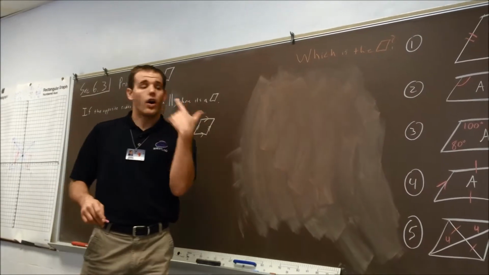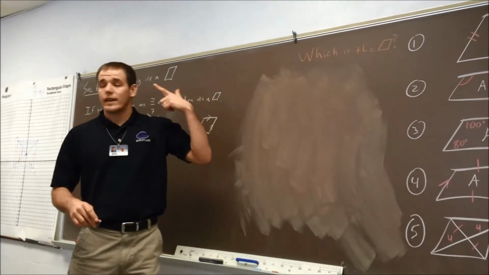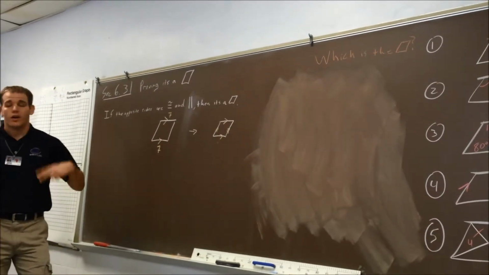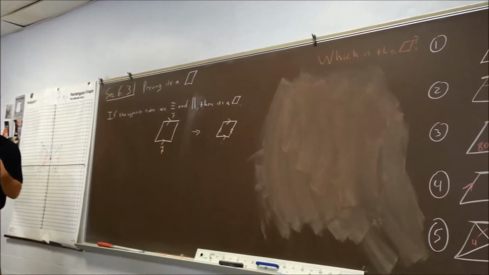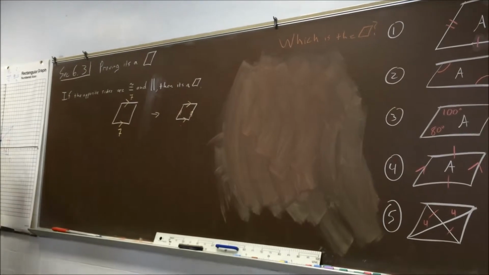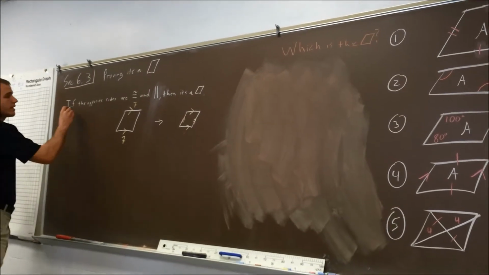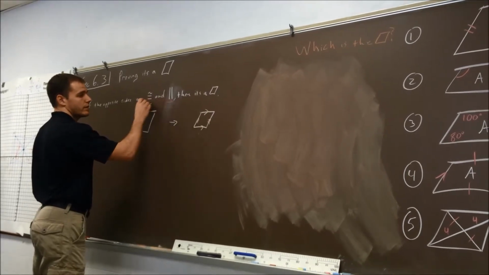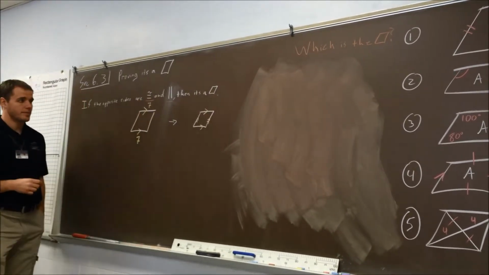Now, all the stuff we learned yesterday, that the opposite sides are congruent, that's enough to prove it's a parallelogram. Are the opposite angles congruent? That's enough to prove it's a parallelogram. Are the consecutive angles supplementary? They add to 180. That's enough to prove it's a parallelogram. We also have this one right here. If the opposite sides are congruent and parallel, then it's a parallelogram.